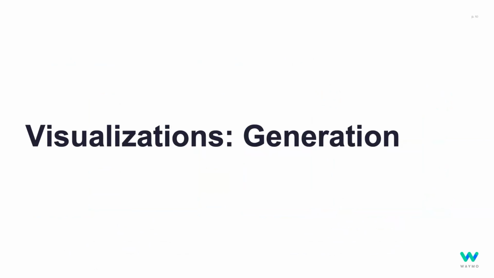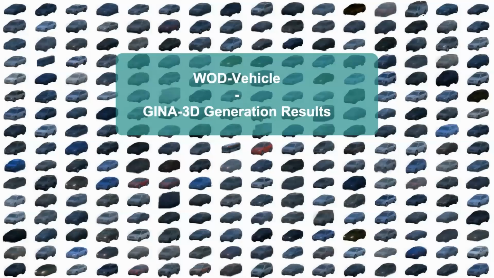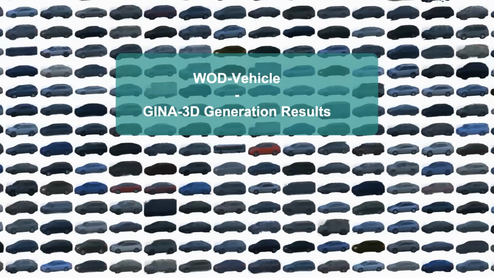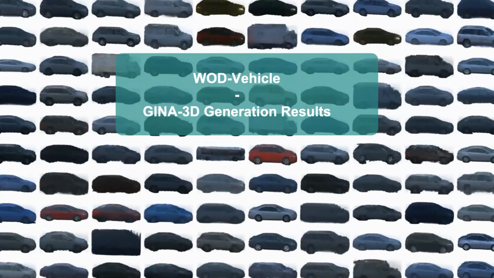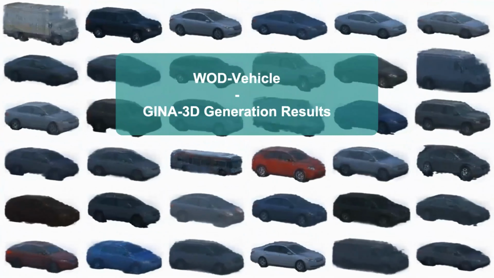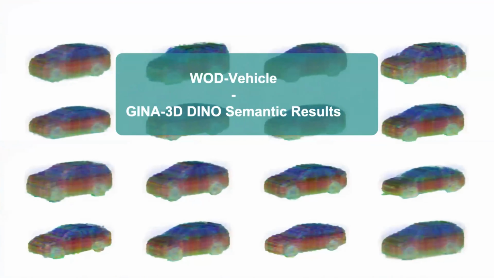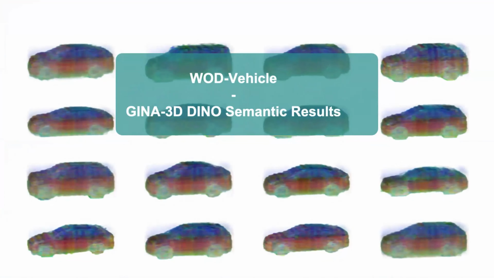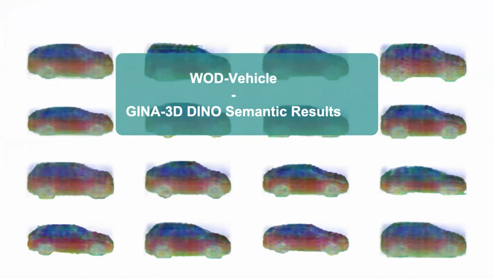So here I want to show some visualizations of the generation quality, where we learn a vehicle GINA on the entire Waymo Open Dataset vehicle category. Here are some rotating vehicle assets we learn to generate from the entire dataset. You can see some real SF Muni buses if you live in the Bay Area. I think this framework can be easily extended to generate semantic mappings; for example, we can try to generate the DINO feature maps in this way.